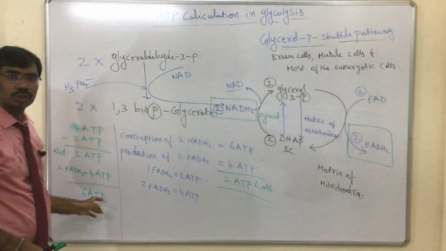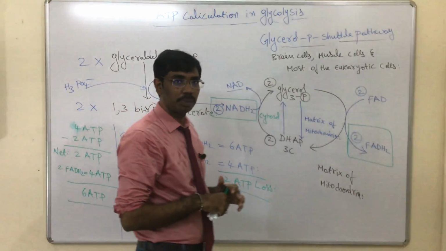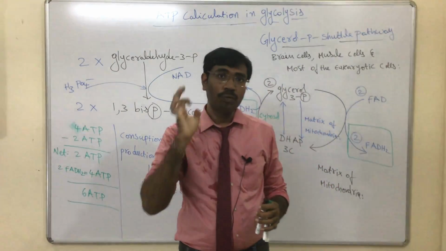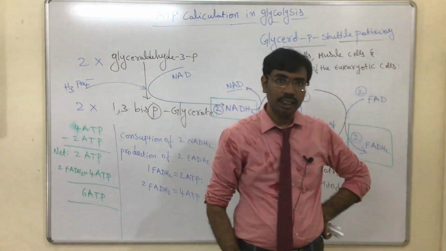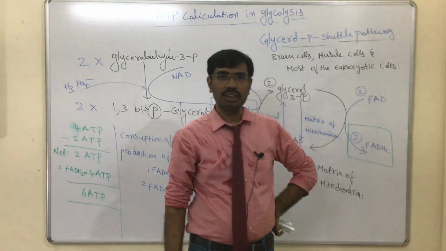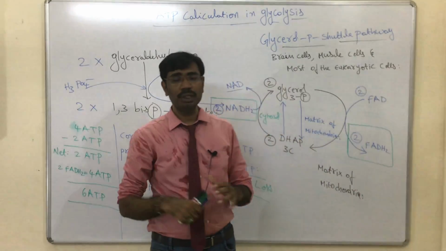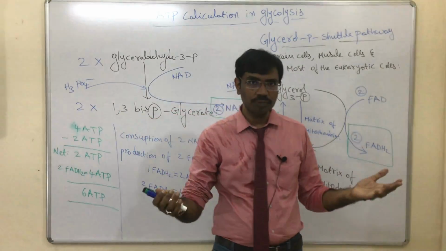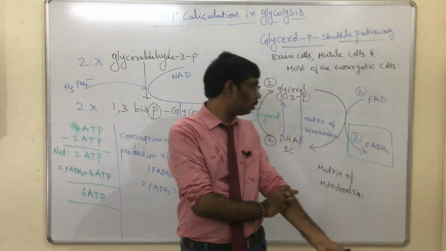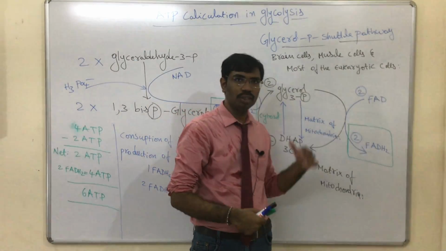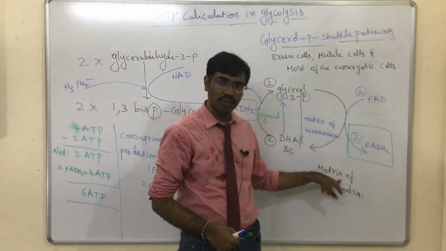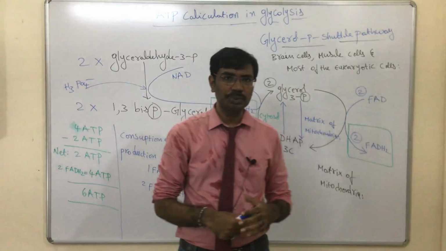Suppose you take prokaryotic cells, for example bacteria; they always produce 8 ATP. Why will the bacteria produce 8 ATP? Because the bacteria do not have a mitochondrial matrix. Mitochondria are completely absent in bacteria, so there is no possibility of the glycerol phosphate shuttle pathway. For the glycerol phosphate shuttle pathway, the mitochondrial matrix is required.